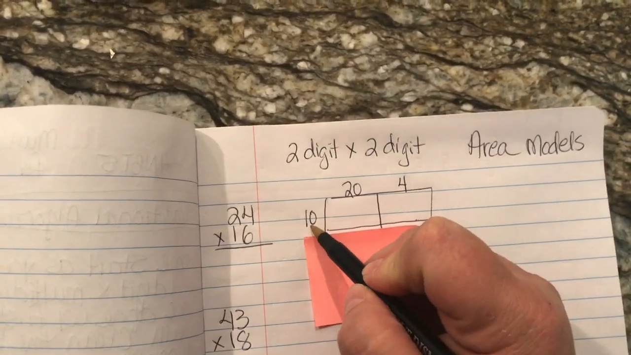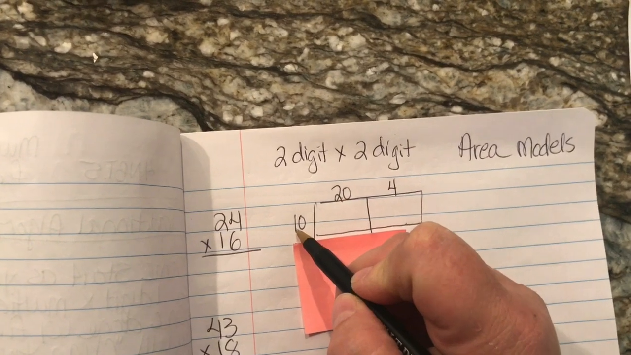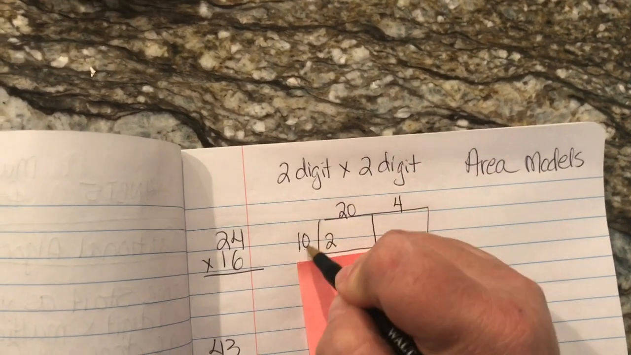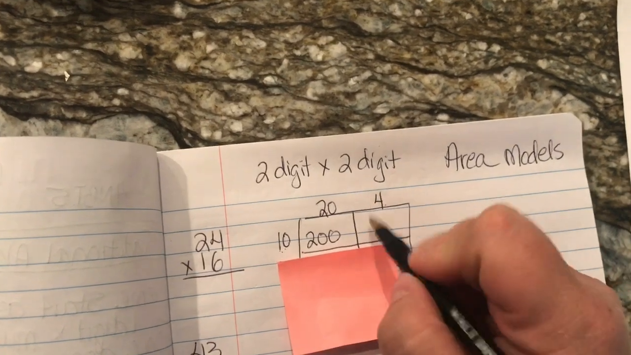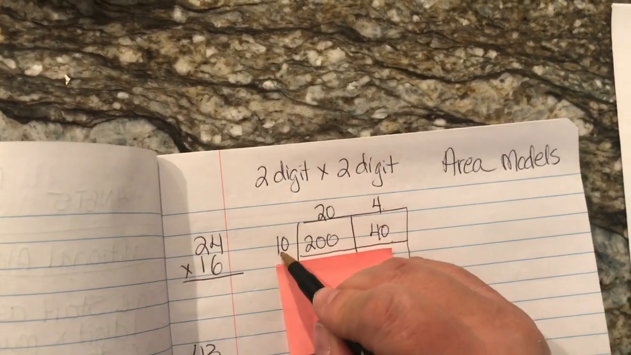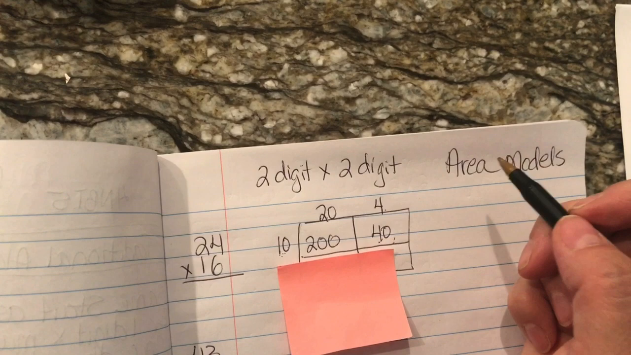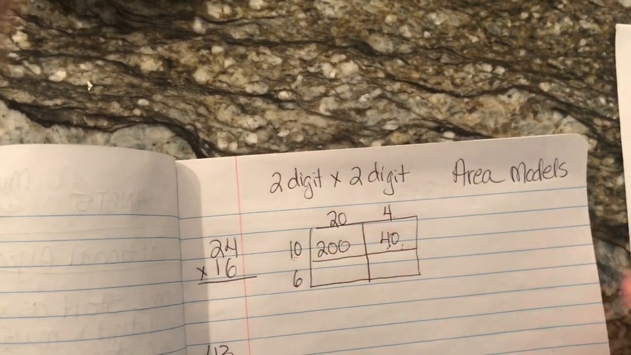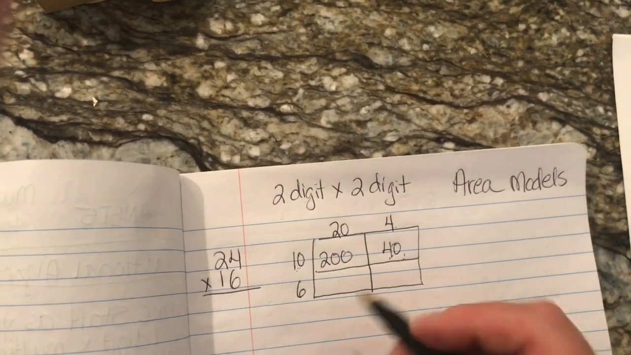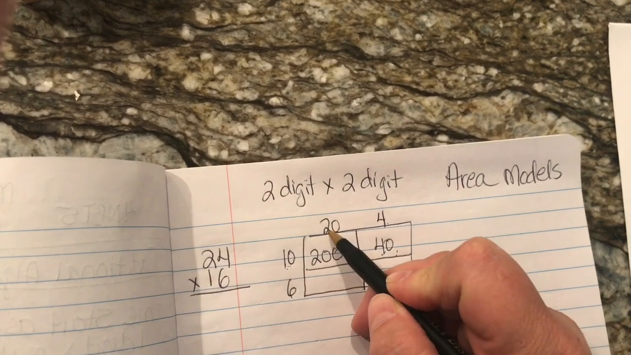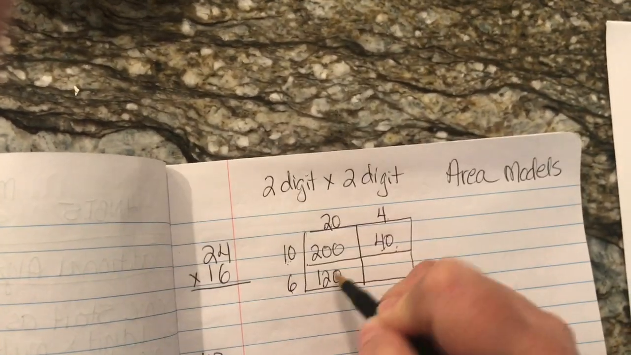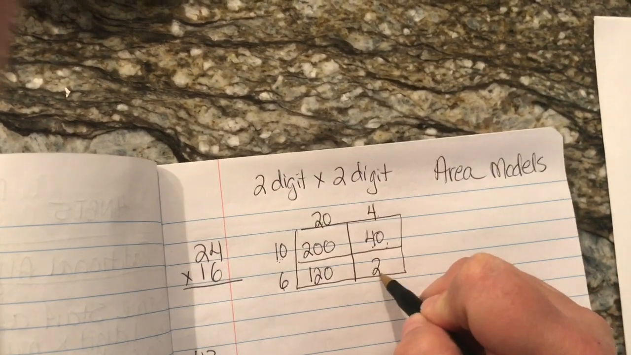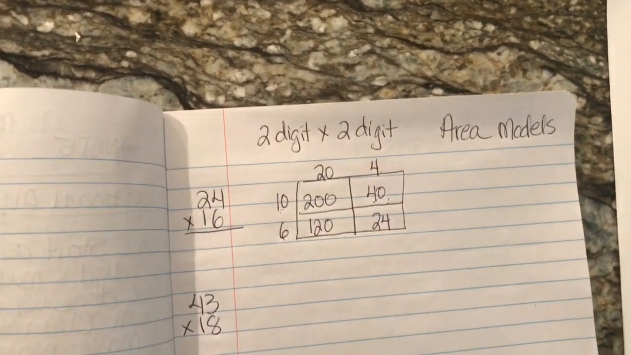So I'm going to go 10 times 20, which is really 1 times 2 is 2, add the 2 zeros, okay? 10 times 4, you know that is 40, or you could have done 1 times 4 is 4, add the 0. Once you get the top row done, it's time to do the bottom row. So you're going to do the same thing. The 6 up here to this one, 6 times 2 is 12, add the 0, and 6 times 4 is 24.